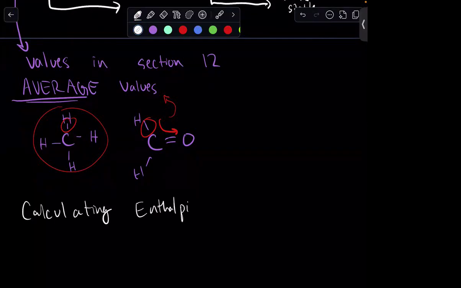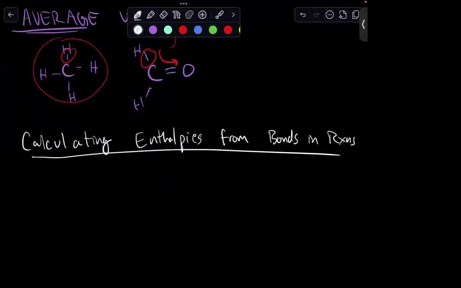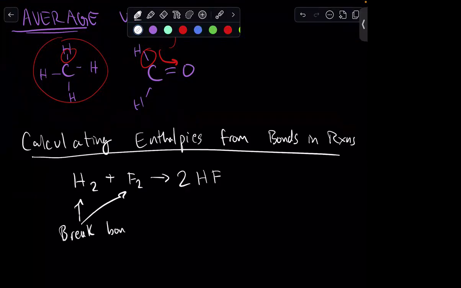Enthalpies of chemical reactions, or from bonds in reactions. When we have a chemical reaction, like for instance the formation of HF through hydrogen plus fluorine reacting to form two hydrofluoric acid, or HF, what we have to do is break these bonds, and then form this bond.